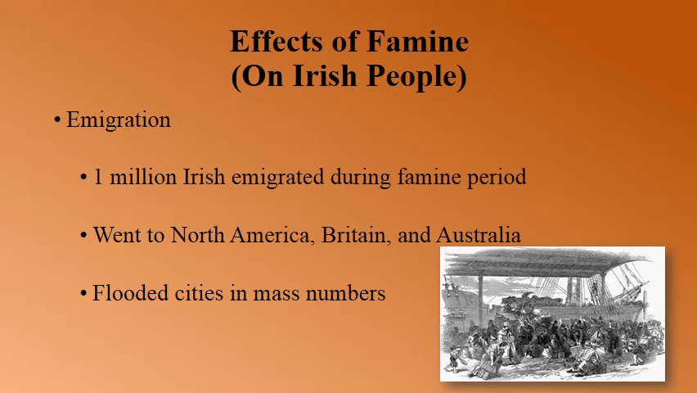And if you think about the 1 million that died and the 1 million that immigrated during the famine period, that's leaving Ireland about 2 million short of what they initially had at the beginning of the famine, which is a huge number for the people that lived there back then.